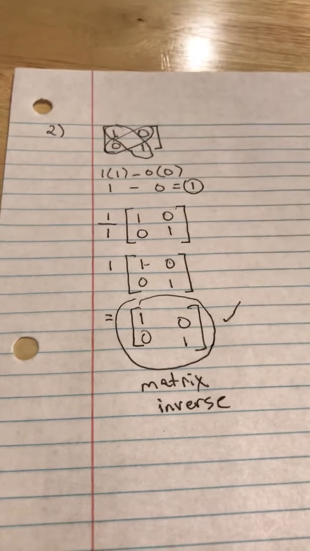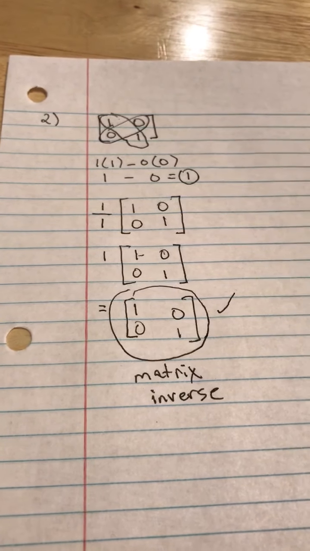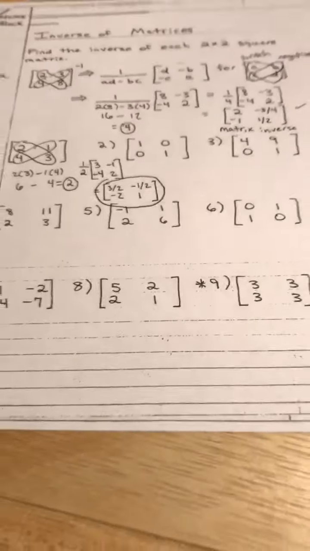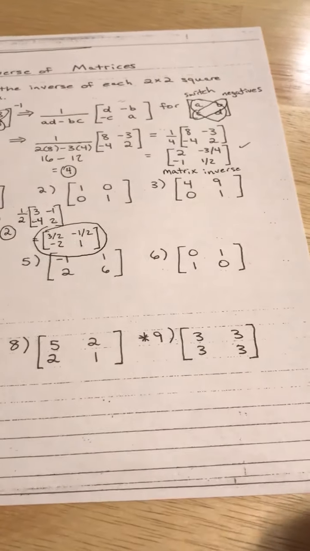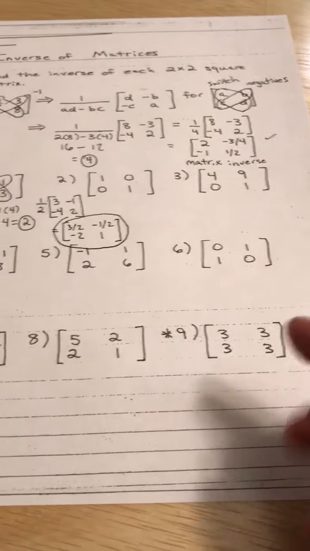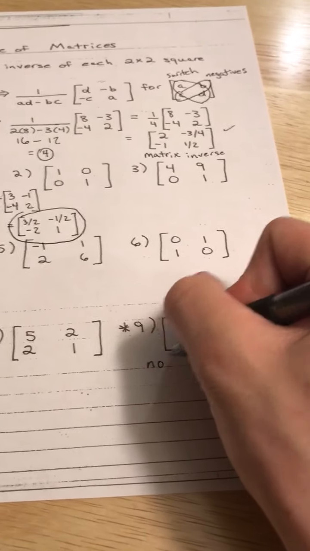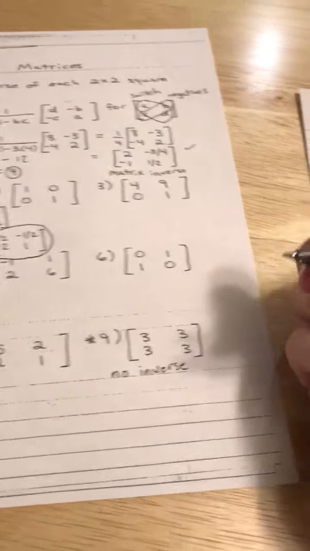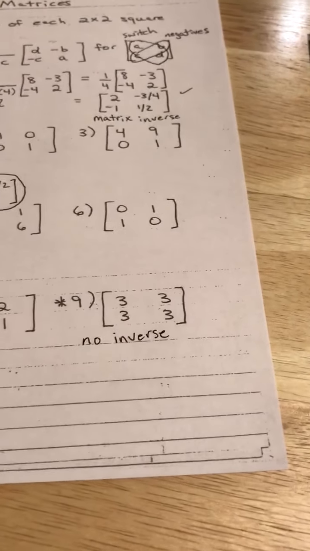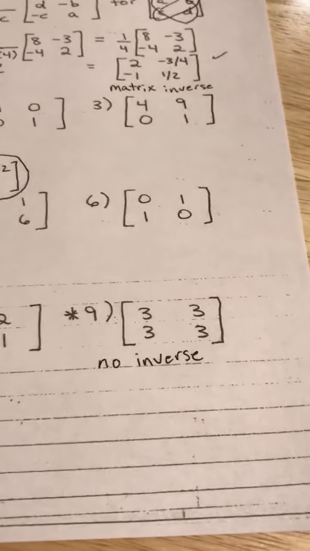We're going to try one more together. Number 9. So looking at number 9, I put a star beside it. That's for a special reason. This one actually doesn't have an inverse. So you're going to write no inverse. No inverse whatsoever. And I'll show you why this is true. Let's try number 9 together.